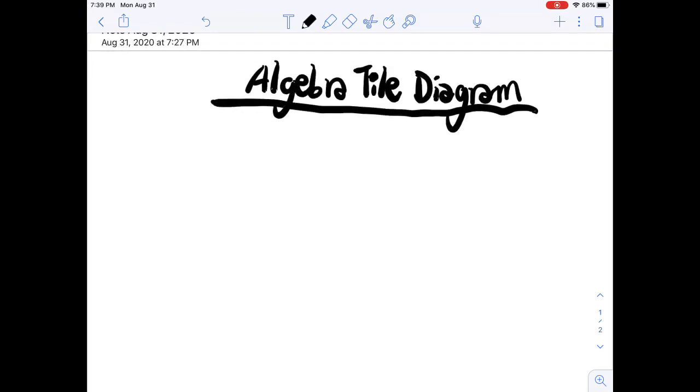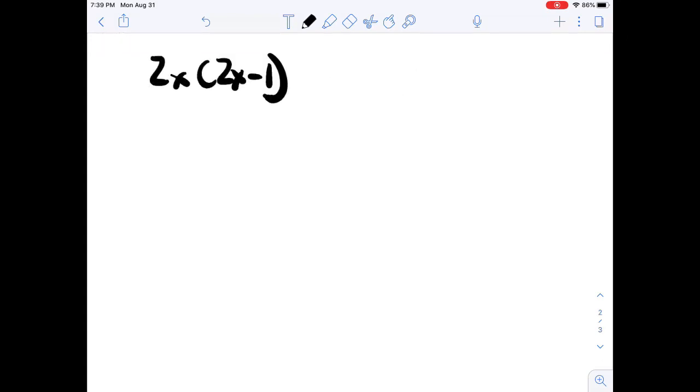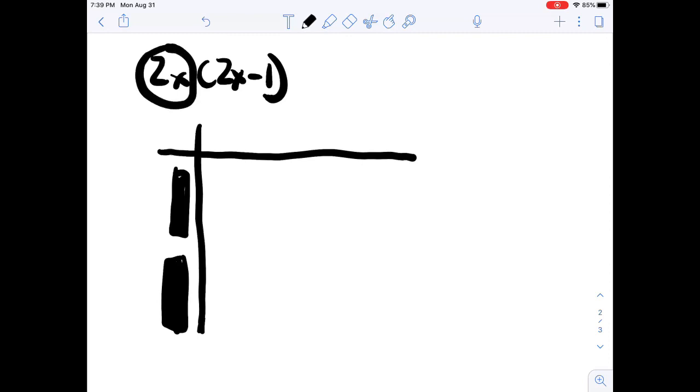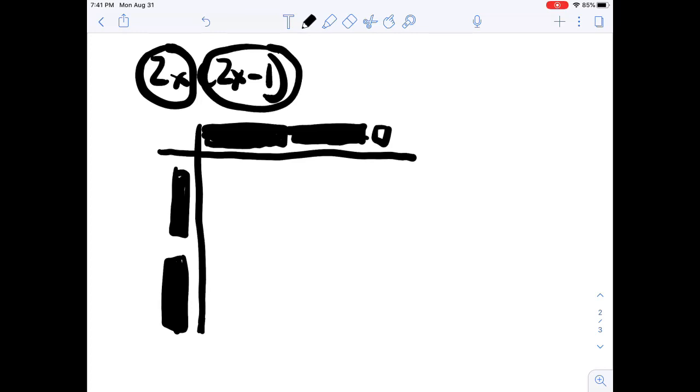Now I'm going to show you how to model these using an algebra tile diagram. So this is our example here: 2x times 2x minus 1. So the diagram is going to look like this. And on one side, we're going to add 2 long rods shaded in for the positive 2x, and on this top part we're going to draw in 2 long rods shaded and 1 small square unshaded for the 2x minus 1.